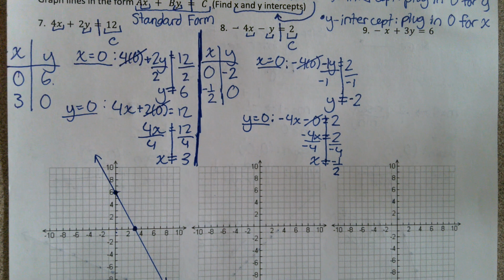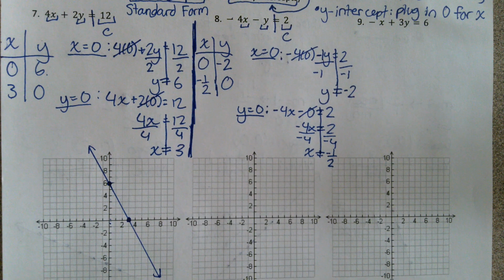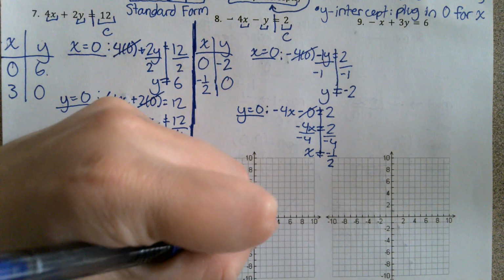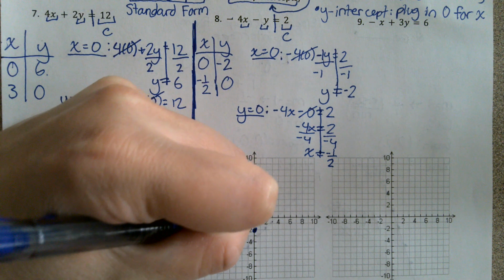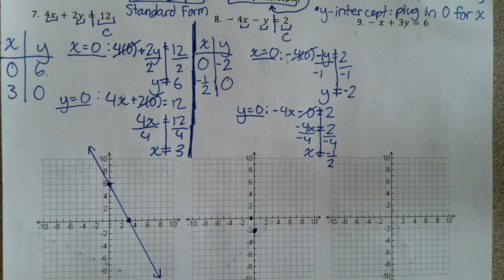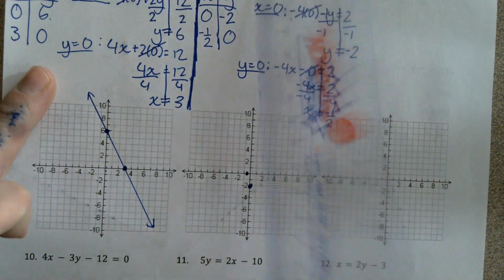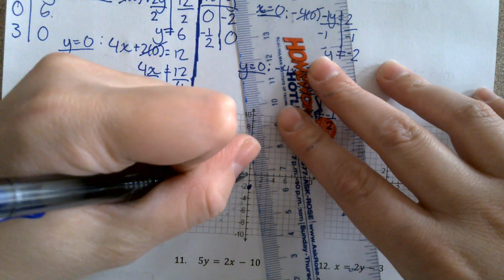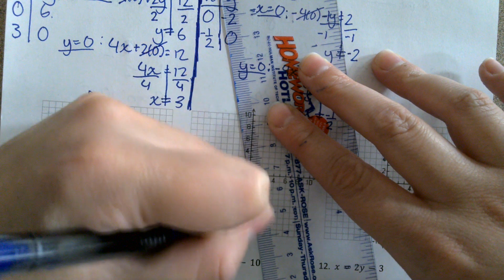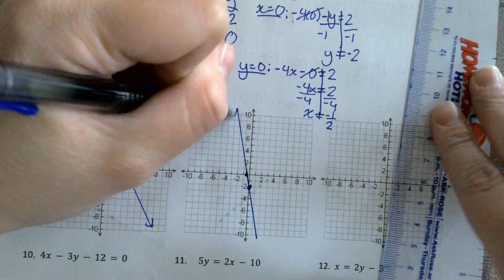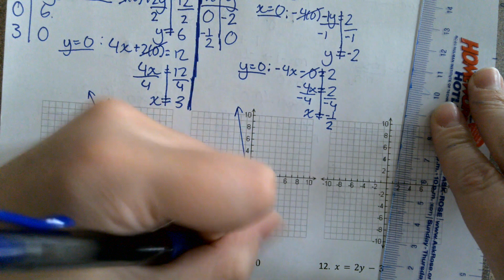Now I have my 2 points. Let's graph. (0, negative 2). (Negative 1/2, 0). There are my x and y intercepts. I will graph those together. If you have not been using a ruler up to this point, it is preferred that you use one for these problems, especially when the points are close together like these two are. Helps you make a more accurate line.